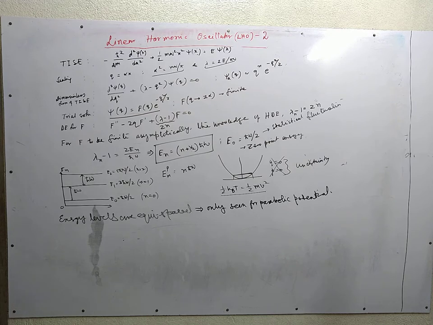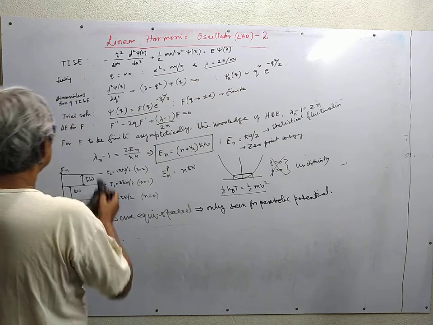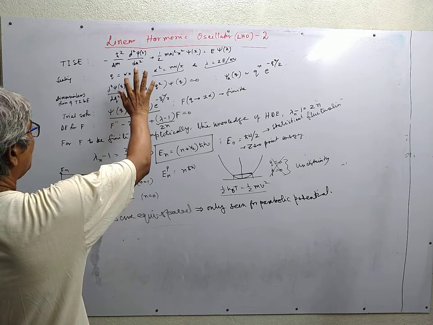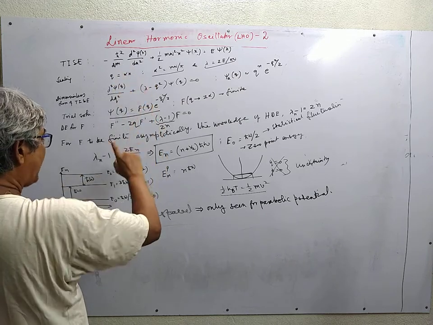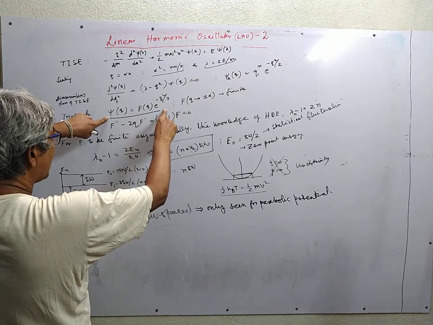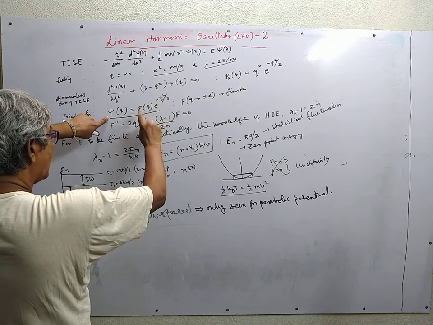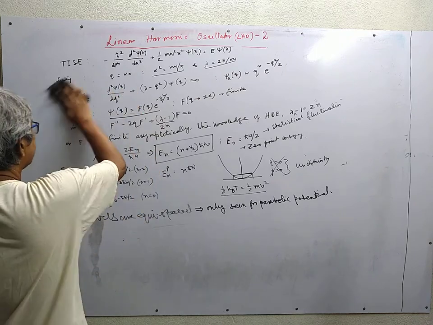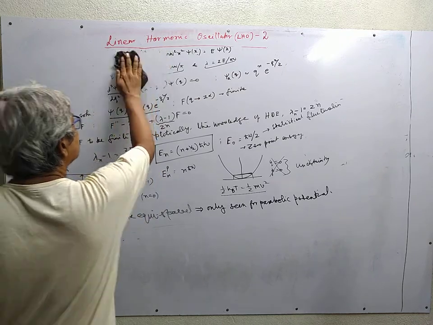So we have completed our discussion on the energy levels of the harmonic oscillator. I now come to the wave function. For the wave function, we shall use the fact that this is our wave function. Since it is quantized, some n will come. Let me write it, the wave function.